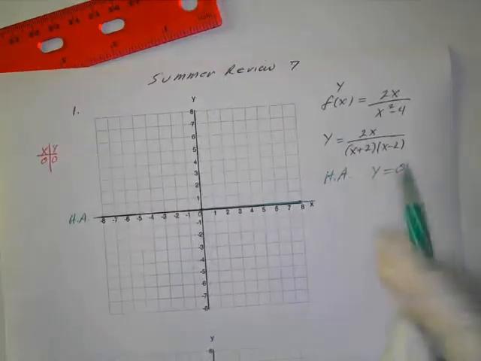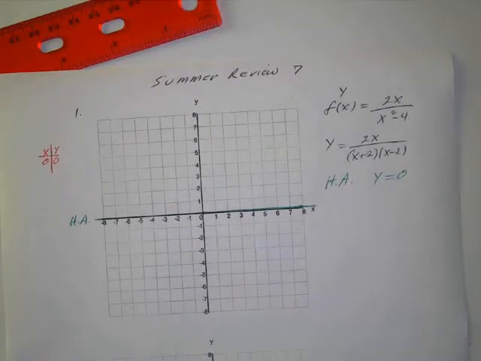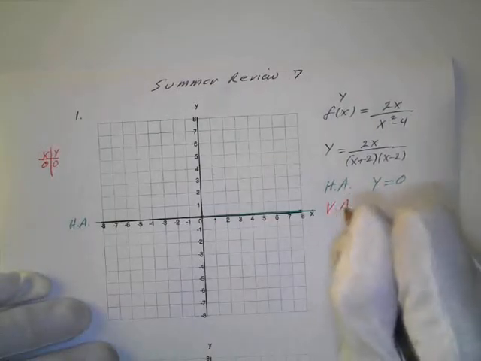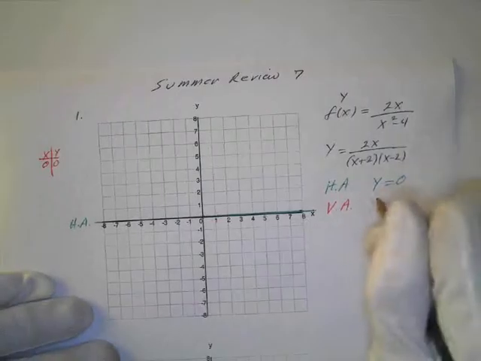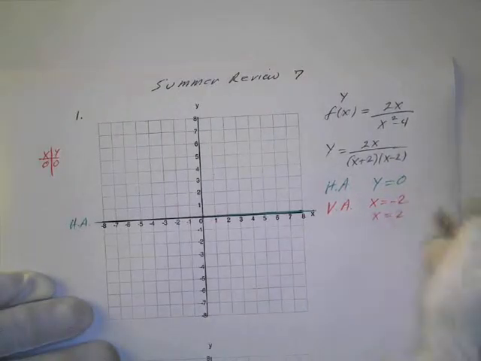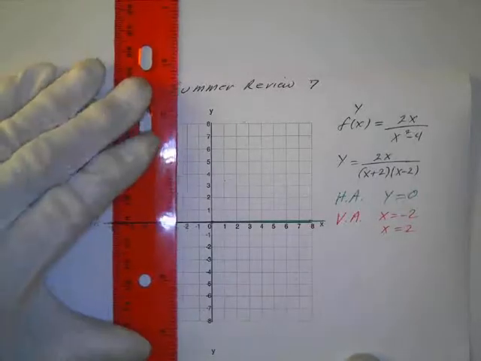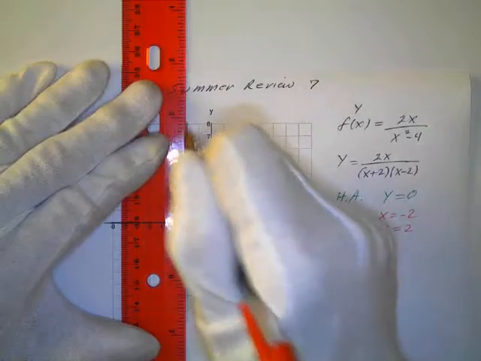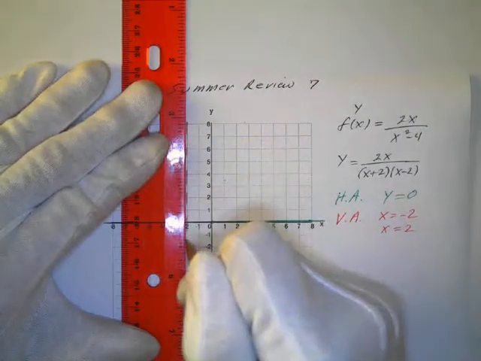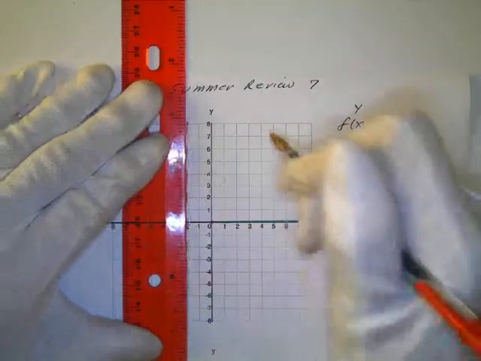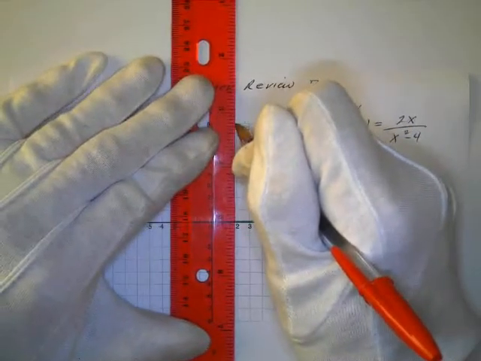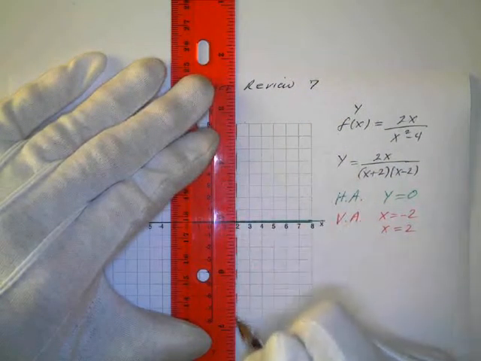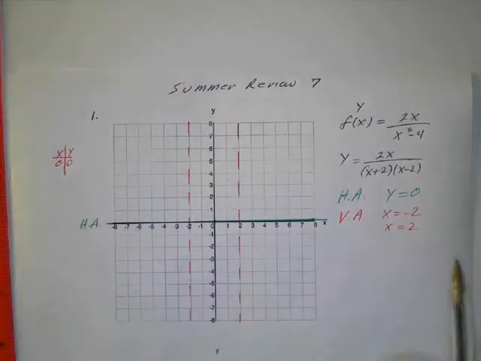And then I don't have anything that's going to divide out, so I've got 2 vertical asymptotes. That's anything that makes the denominator 0. It's going to be x equals -2 and x equals 2. So I can put those in. We just want to sketch these and get an idea. We don't have to use a lot of points.